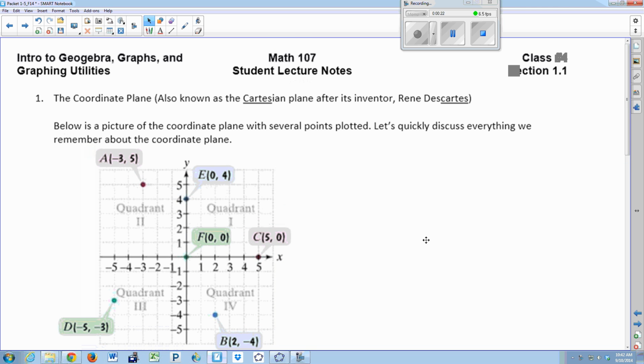Not now, but we will. If you look on your schedule, you'll see a section called lines and slope. So we will be getting there. Okay? All right. But just in terms of plotting points, we're all set?